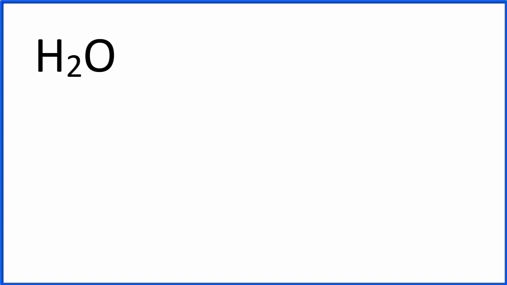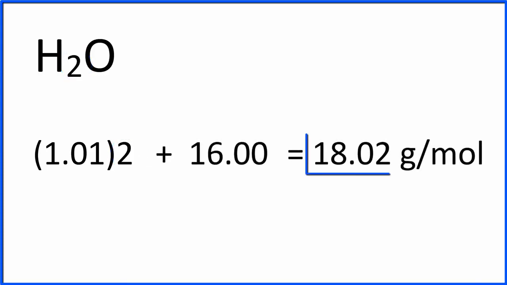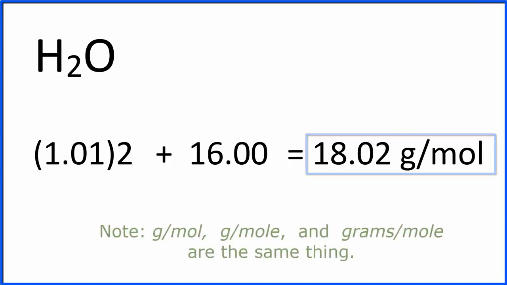But there's a quicker and easier way to do this. We can write the atomic mass for hydrogen and multiply that by 2, and then add the atomic mass for oxygen. And that'll give us the molar mass for H2O.